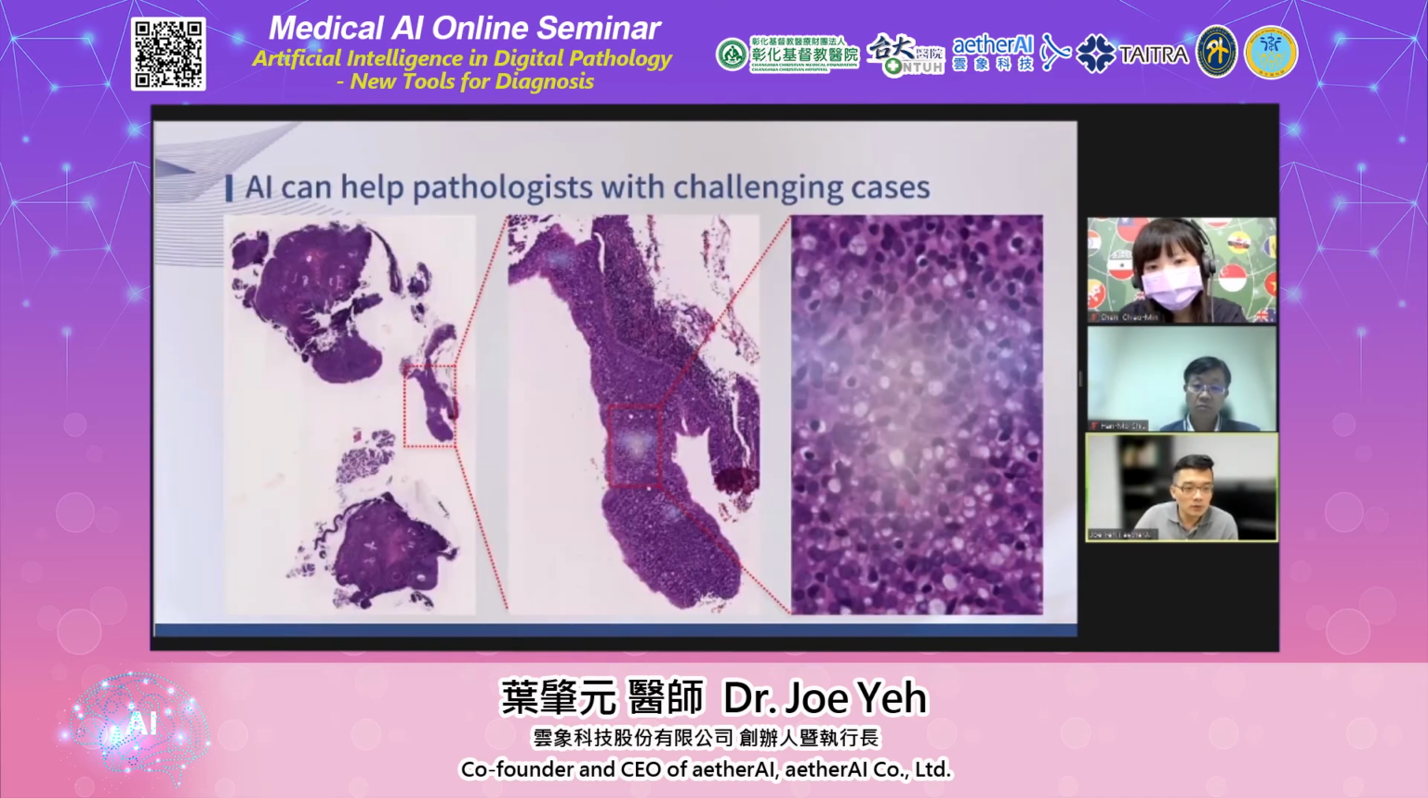The AI can be most helpful in challenging cases where the lesions are small. So for example, in this specimen, a very large piece of nasal biopsy contains only 3 small lesions of nasopharyngeal carcinoma, which are highlighted by AI. And this is actually a case missed by the first-year resident because the lesions are too small.